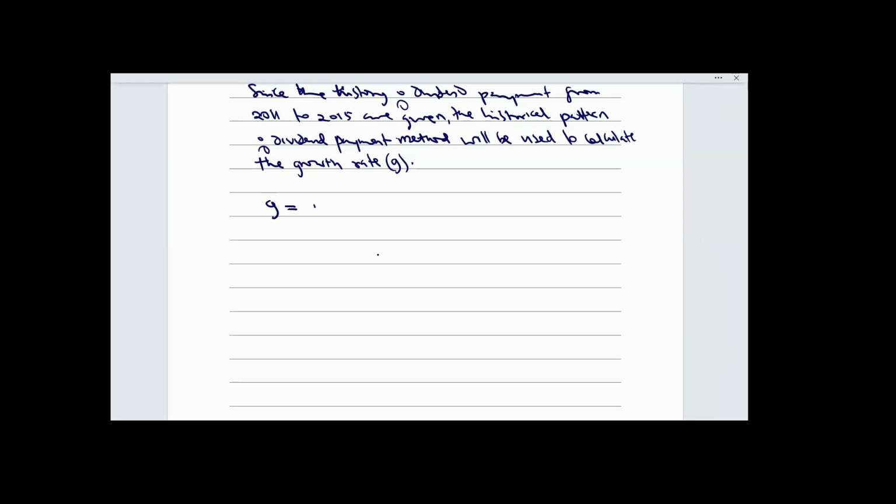Therefore, this should be N minus 1 into square root latest dividend divided by dividend paid in the first year, all minus 1, which is equal to N from 2011 to 2015. How many years?